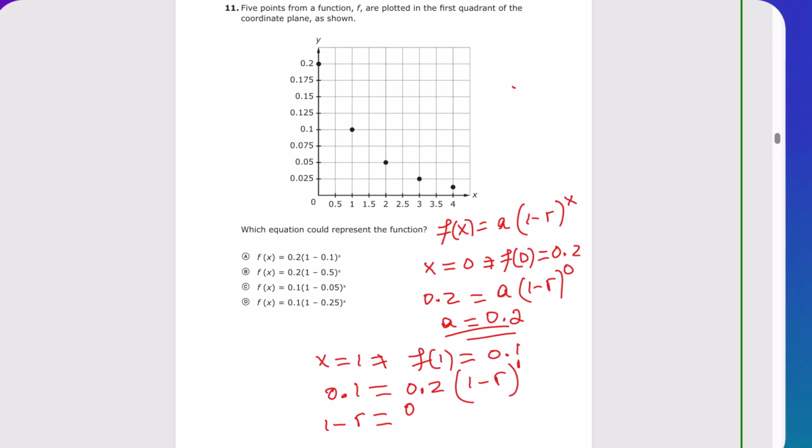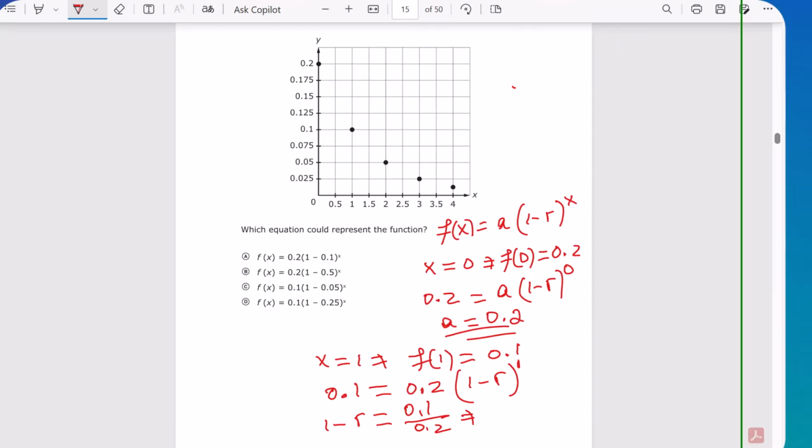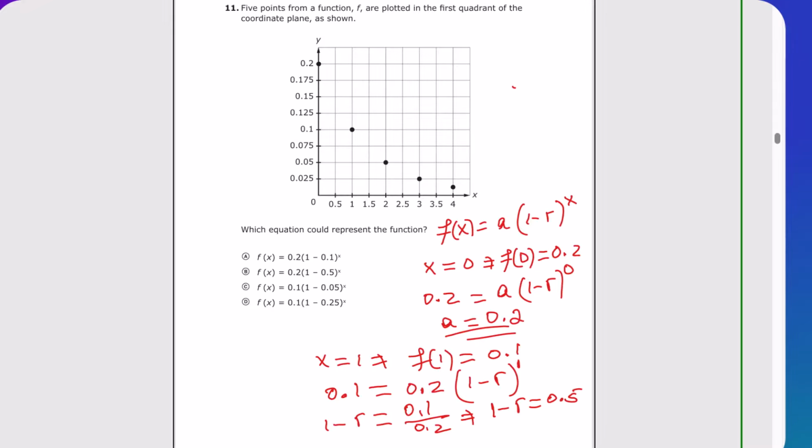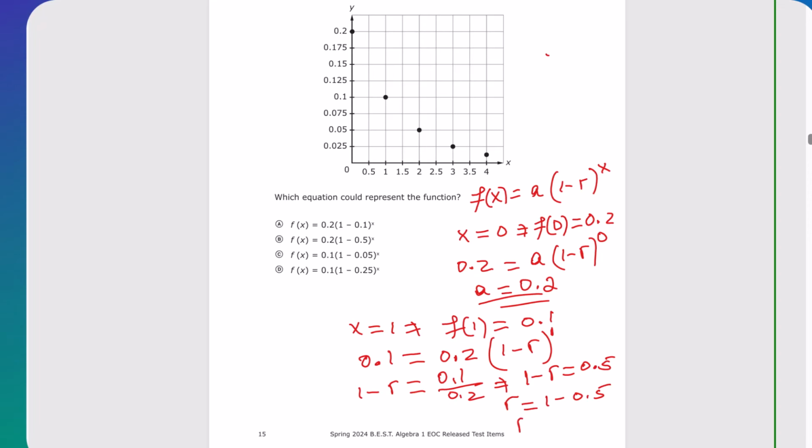Step 4. Solve for r. To isolate 1 minus r, divide both sides by 0.2. That gives 1 minus r equals 0.1 divided by 0.2. 0.1 divided by 0.2 equals 0.5. So 1 minus r equals 0.5. Now subtract 0.5 from 1. That means r equals 0.5. Final answer, f of x equals 0.2 times (1 minus 0.5) to the power of x. B is the correct answer.